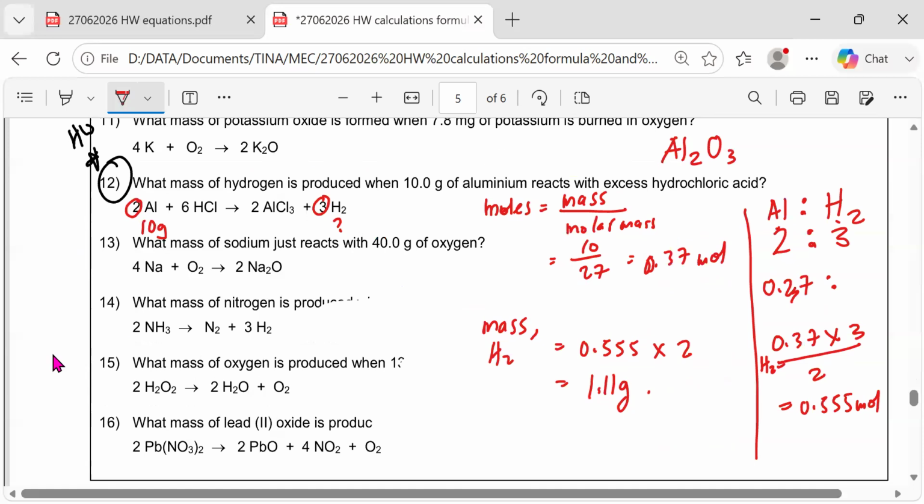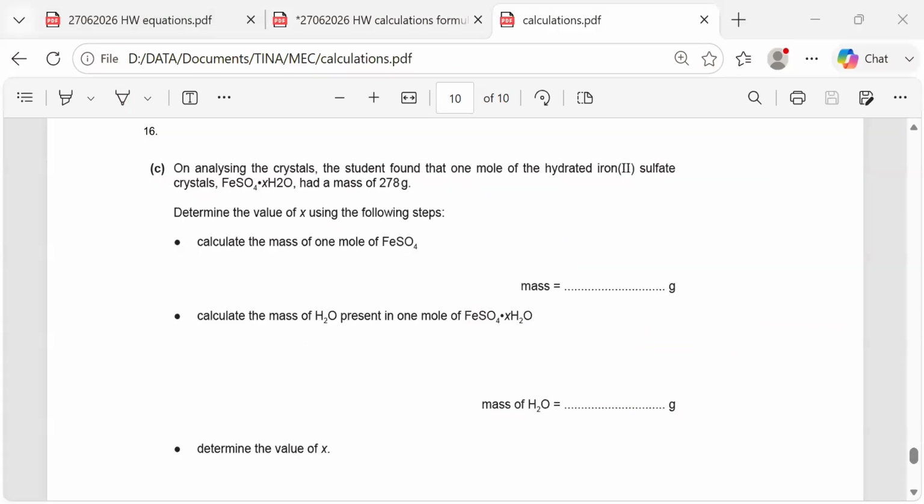After you've done this, we need to do something else. I want to teach you empirical formula. So let's look at this. On analyzing the crystal, the student found that 1 mole of hydrated iron(II) sulfate contains a mass of 278. Mass of 1 mole is molar mass. Iron is 56. Sulfur is 32. Oxygen is 16 times 4. How much does that give you? 152.